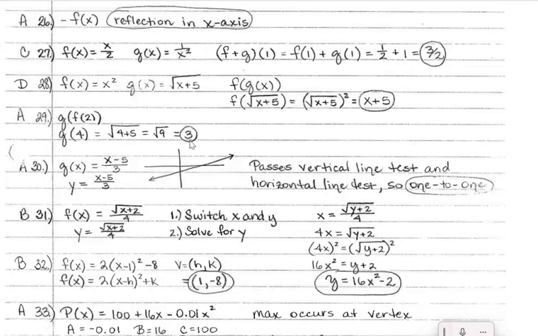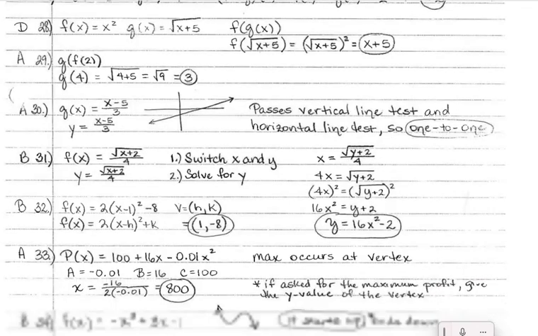Then for number 30, they asked us, is this a one-to-one function? So easiest way to do this is to just go to y equals on your calculator and type the equation x minus 5 over 3 in and graph it. So when you're looking at the graph, if it's a one-to-one function, it's going to pass both the vertical and the horizontal line tests. So this one you can see it does pass a vertical line test. If I draw vertical lines, I don't hit it in more than one spot. So that means it is a function. It also passes the horizontal line test, and that means that it is a one-to-one function.